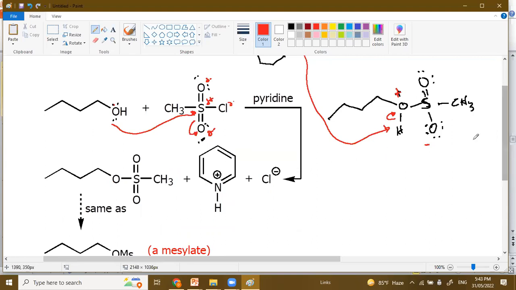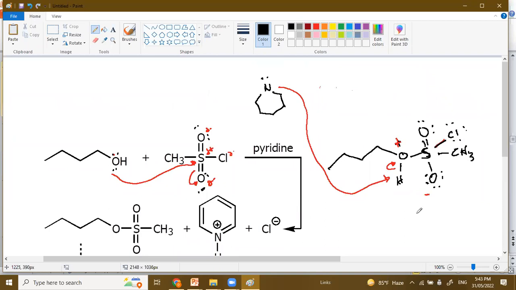But this one is Cl, SO2, CH3. The purpose of the pyridine is to deprotonate the protonated alcohol.